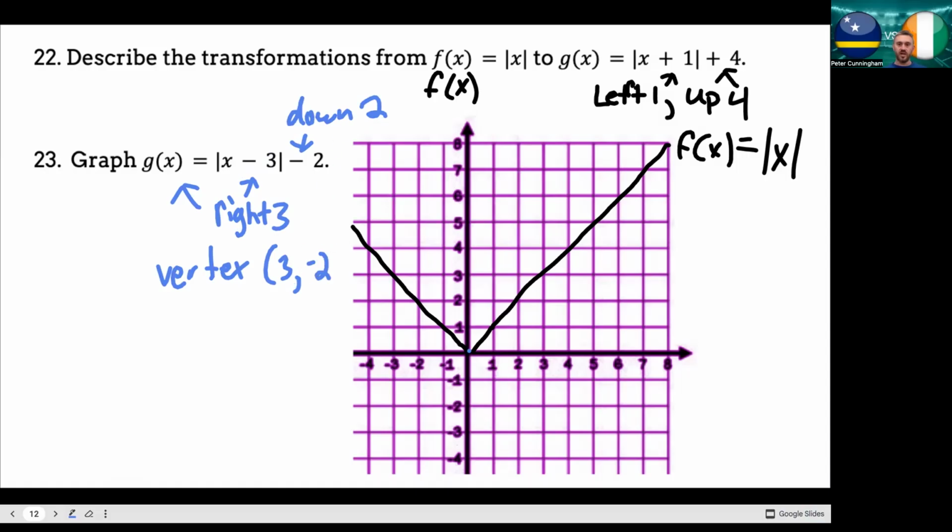So go to the right 3, down 2, and then just draw your v with a slope of 1, your absolute value function. See, I like that previous line feature I was using. It makes my lines a little straighter there, but what happened is it moved right 3, down 2. Okay.